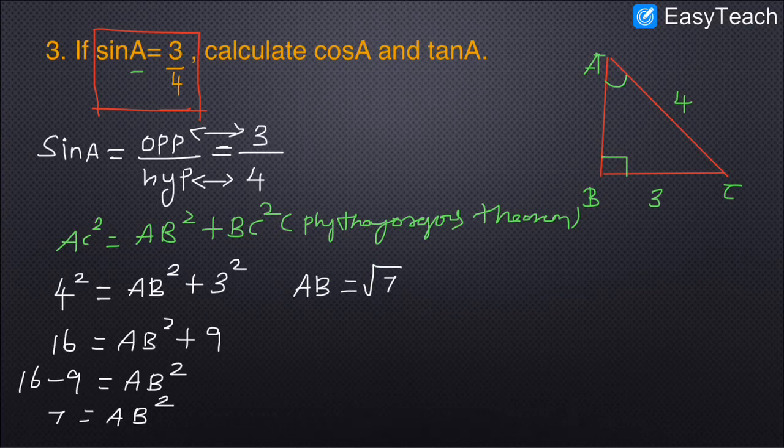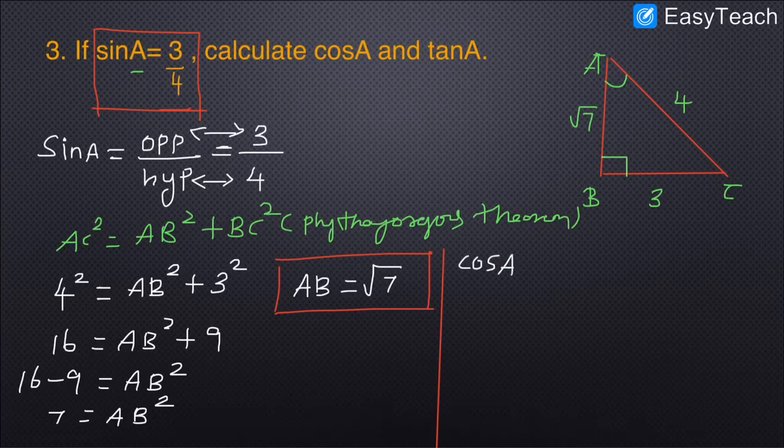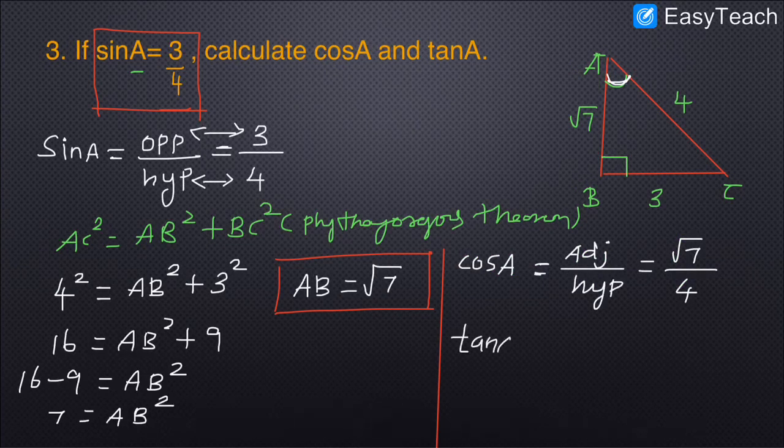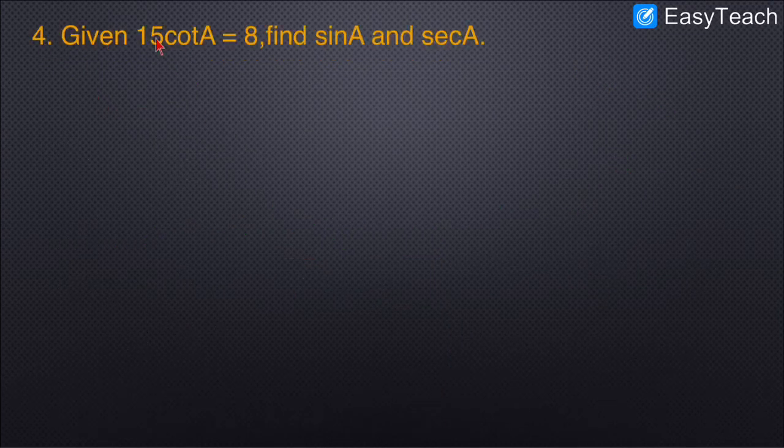I'm going to write AB as root 7. We cannot take anything out, so I take this as it is. AB equals root 7. Next step, what we have to do, you know already. Yes, cos A: adjacent by hypotenuse, which is root 7 by 4. Next, tan A: opposite by adjacent, so 3 by root 7. Hope you understand this. Let's move on to the fourth problem.